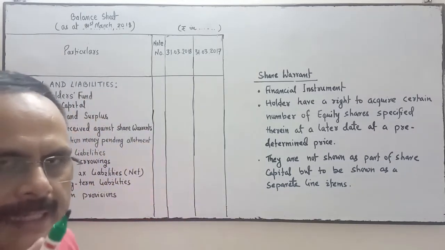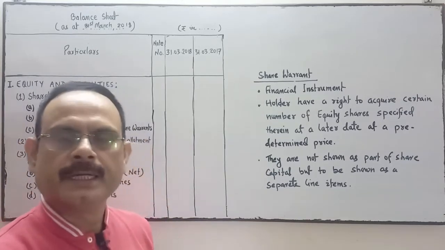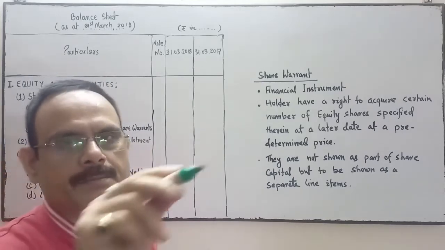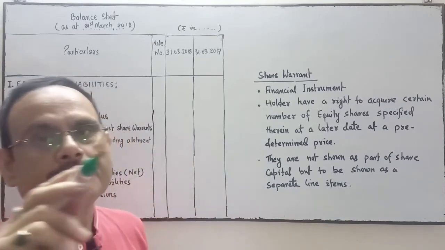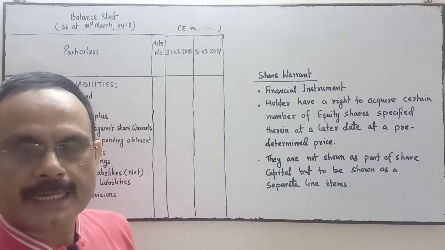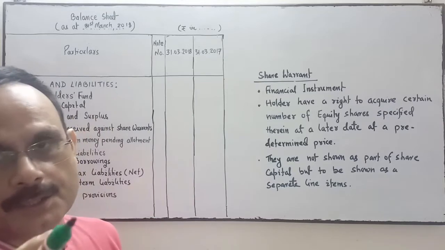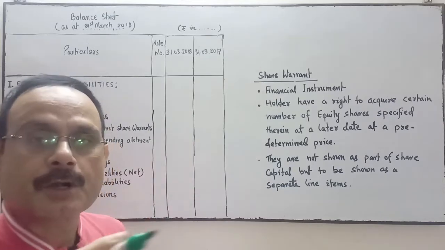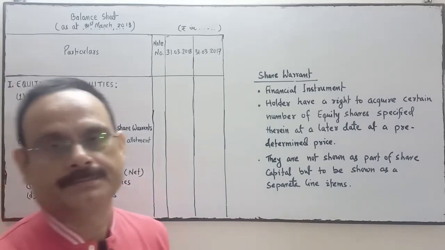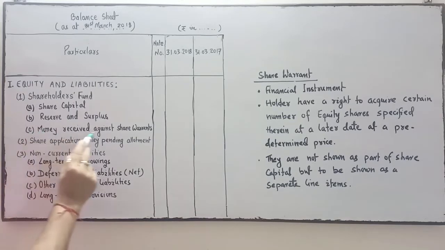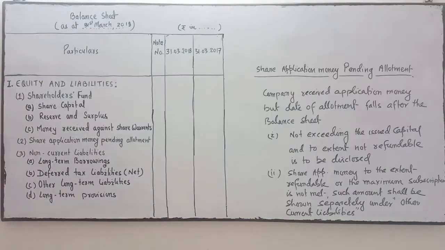So a share warrant is a financial instrument issued by a public company which gives the holder the right to acquire a certain number of shares at a specified date at a predetermined price. It is not part of the share capital. It is not included in the share capital, but it is shown as a separate line item. Is it clear?